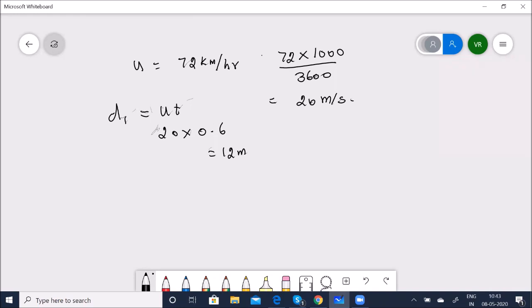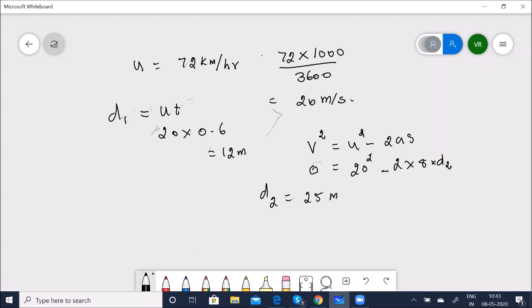Then the distance D2, that is after applying the brakes, is going to be, now here we can take this equation, V squared is equal to U squared minus 2AS, because it is now going to be retardation, right? So final velocity, because the car comes to a stop, is 0, which is equal to 20 squared minus 2 into acceleration, which is given as 8, into D2. Let us calculate this D2. So D2 is equal to 20 squared, which is 400, divided by 16, that gives you 25 meters.